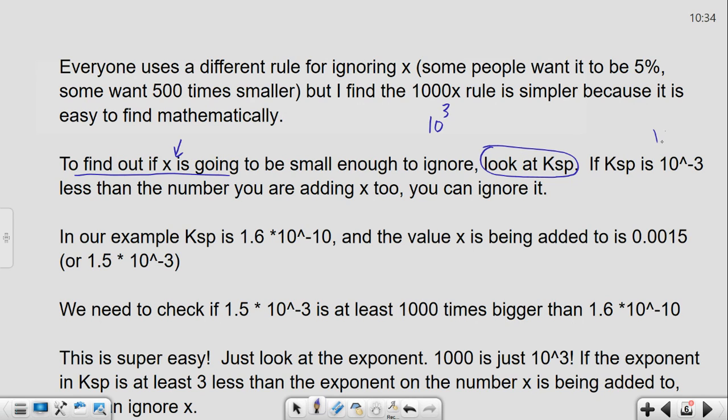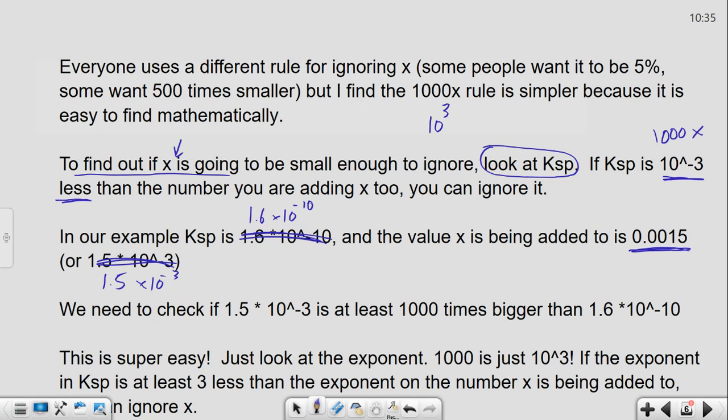So here's our rule of thumb. If KSP is 1,000 times, or 10 to the negative 3, less than the number you're adding x to, you can ignore it. So in our example, KSP, let me rewrite that: 1.6 times 10 to the negative 10. That's our KSP. That's a pretty small KSP, right? 10 to the negative 10. We're probably not going to get very much change there. What am I adding x to? 0.0015. I'm going to write that in scientific notation because it makes it easier to read.